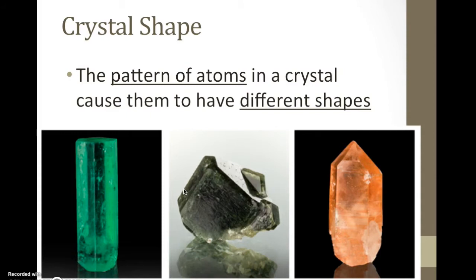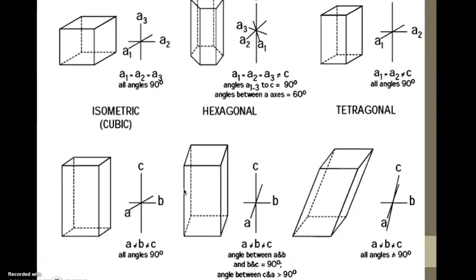Remember that minerals are made of atoms, and those atoms come in a repeating pattern. And because of that repeating pattern, they can have many different shapes. And here you see just 3 of them. But there are many more. There's isometric, hexagonal, tetragonal, orthorhombic, monoclinic, triclinic, and more than that. I've just chosen these to show you here.